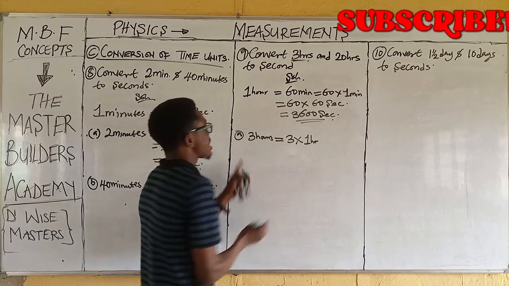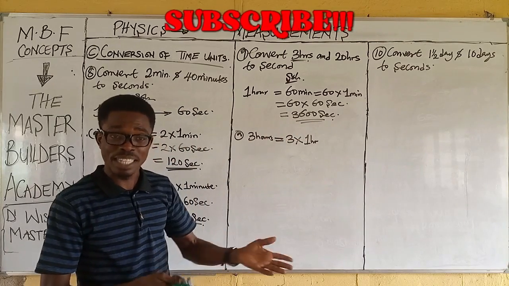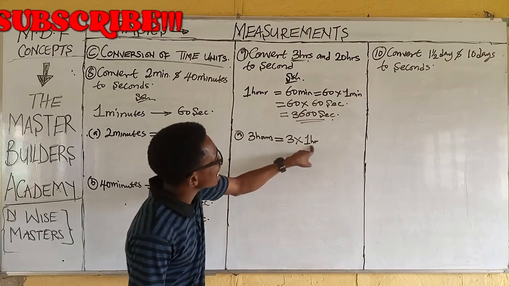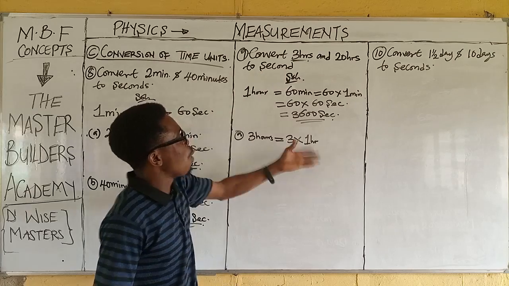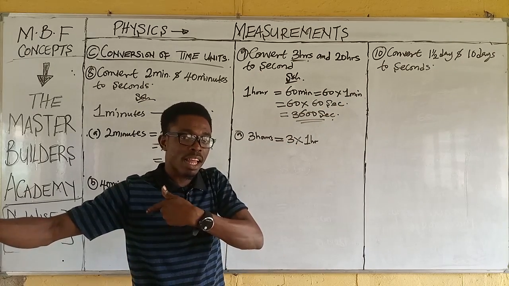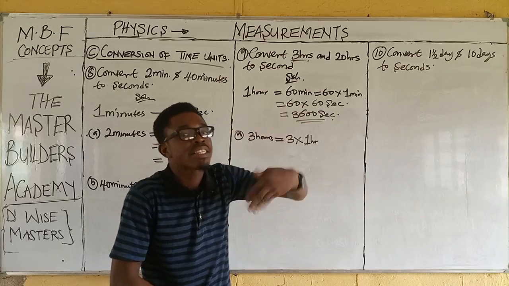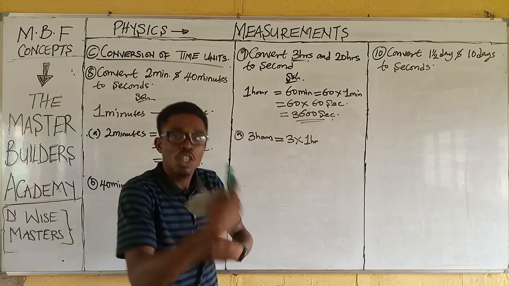Now, understand that 3 times 1 hour is the same thing as 3 hours. Is that correct? Yes. The same thing we are doing here. Now, I know that 1 hour is 3,600, or I can decide to follow this format. 1 hour is equal to 60 minutes. Then I multiply 3 by 60. Then later, I now multiply 60 by 60 because I need to convert that 60 minutes again to seconds.